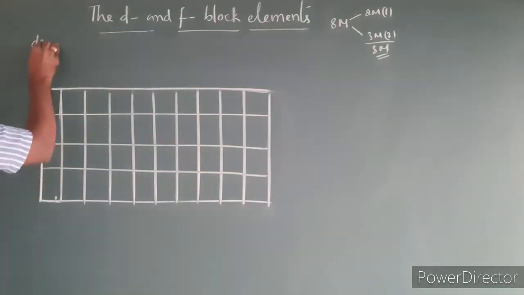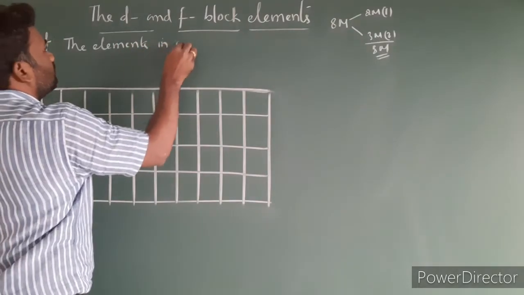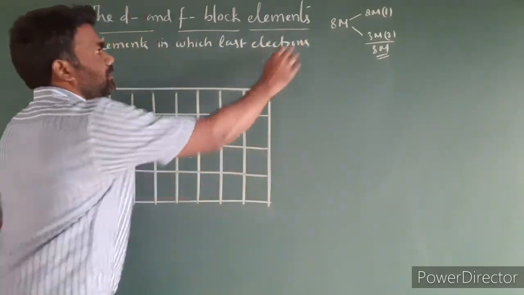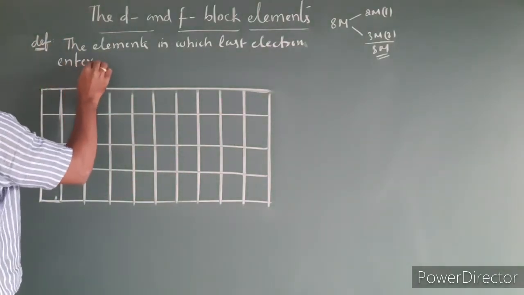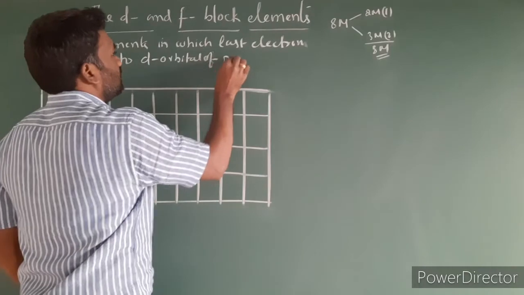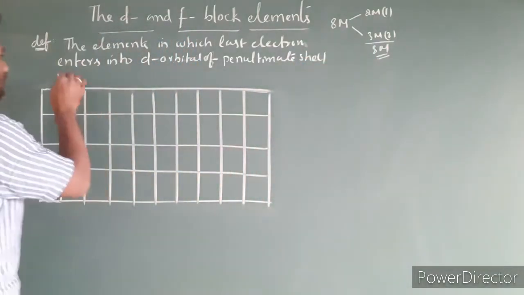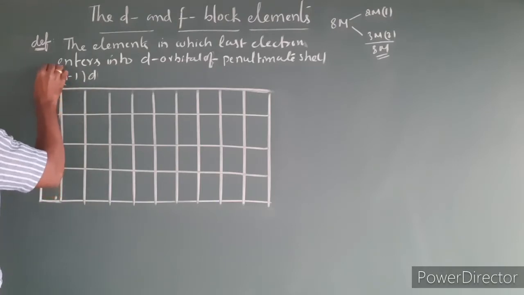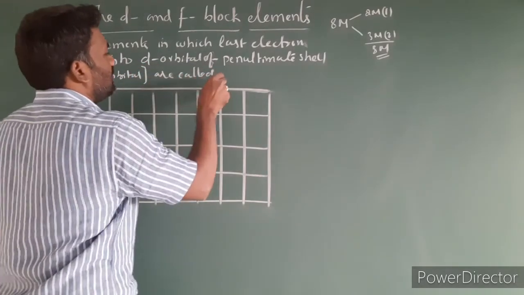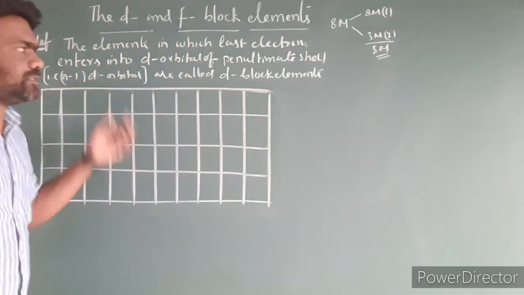First, let us write the definition. The elements in which the last electron enters into the d orbital of the penultimate shell, nothing but the n-1 d orbital, are called D block elements. So this is the definition of D block elements.